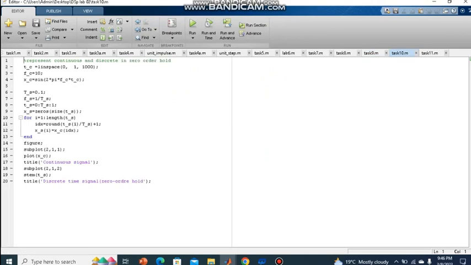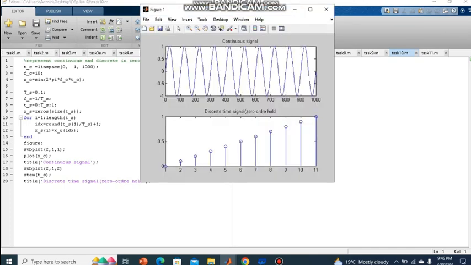Now for task 10, we are going to represent continuous and discrete signals in zero order hold. How it works: as we have given the values, by running it, it will show you the main difference between them. The continuous signal goes on continuously in a sinusoidal waveform, and the discrete time signal moves one step at a time, forming a curve from 0 to 1 for the different x-axis to y-axis.